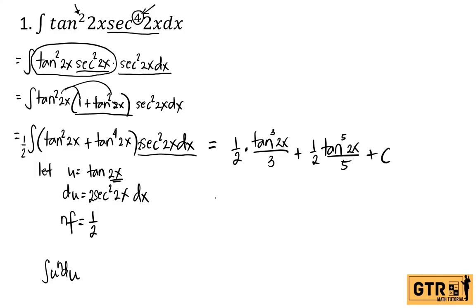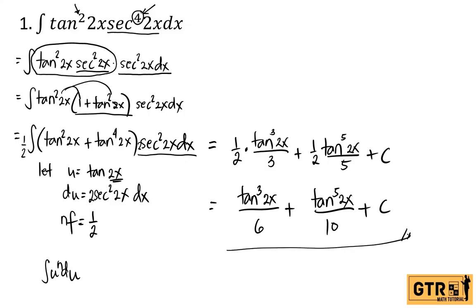And just multiply by 1/2. The final answer is tangent cube 2x over 2 times 3, we have 6, plus tangent to the 5th, 2x over 2 times 5, we have 10, plus c. So this is the final answer for number 1. Okay, so next, number 2.